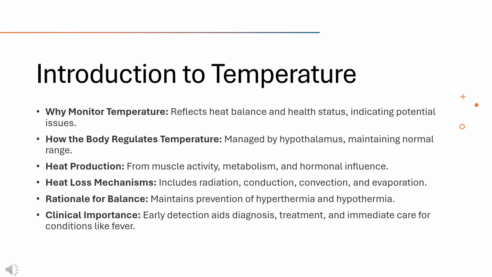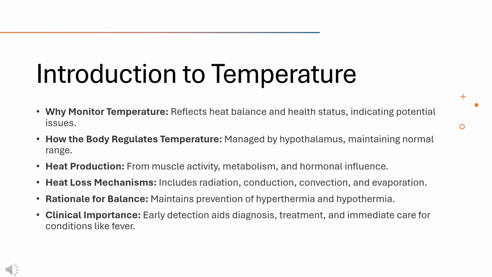Convection is when heat is carried away by air or water molecules moving over the skin. Think of a fan blowing on a hot day, or wind chill making you shiver. And then evaporation is loss of heat through the evaporation of sweat. This is why we sweat more when it's hot. Sweating cools the body down as heat is used to turn sweat from liquid to vapor.